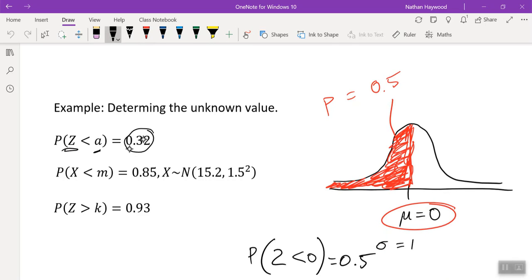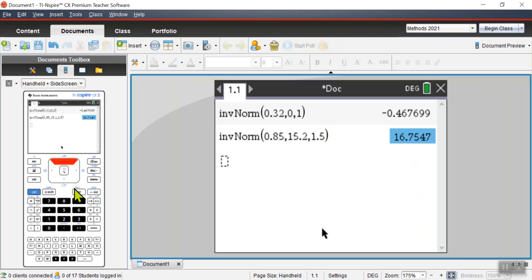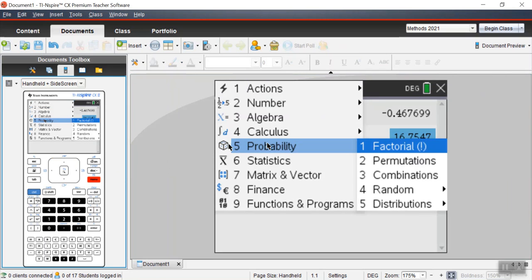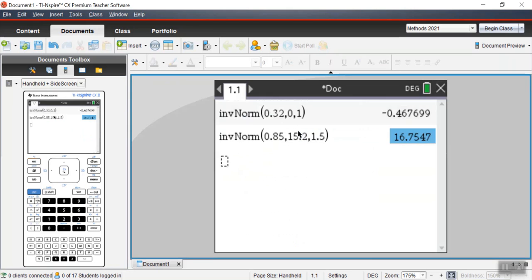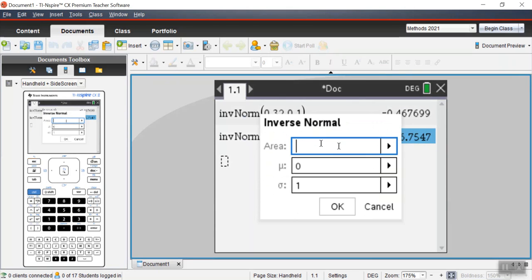So where is the 0.32 going to be? Roughly, is it going to be left of the mean or right of the mean? So it's going to be somewhere in here, this A value. And that's going to give us the area under the curve for a standard normal distribution of 0.32. So I've already got the answer there, but I'll show you where it is. Probability, distributions, inverse normal is what it's called. So it's inversing the normal distribution.